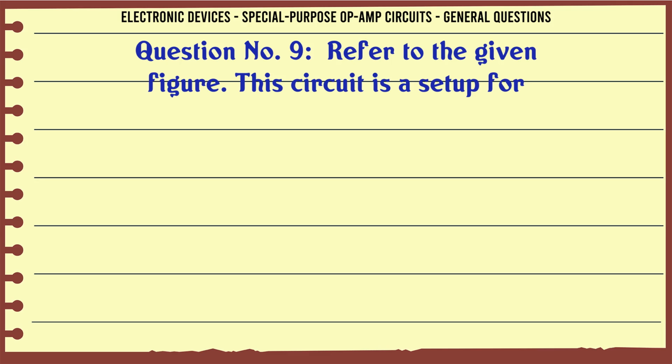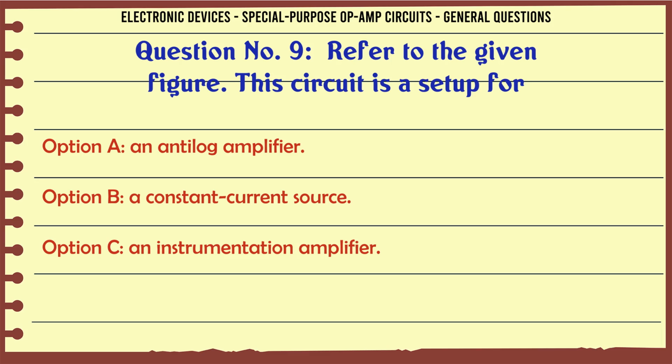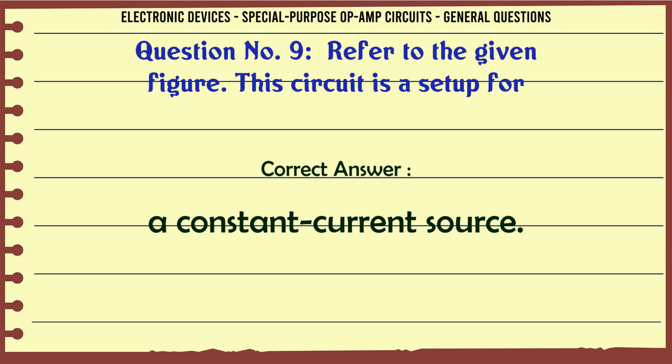Refer to the given figure. This circuit is a setup for: A. An antilog amplifier, B. A constant current source, C. An instrumentation amplifier, D. An isolation amplifier. The correct answer is a constant current source.